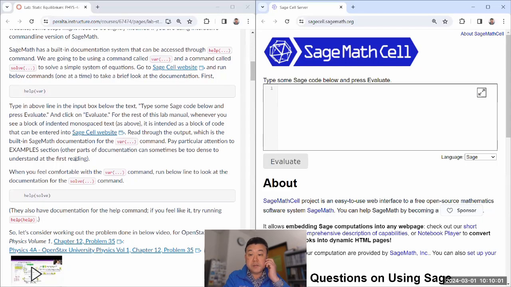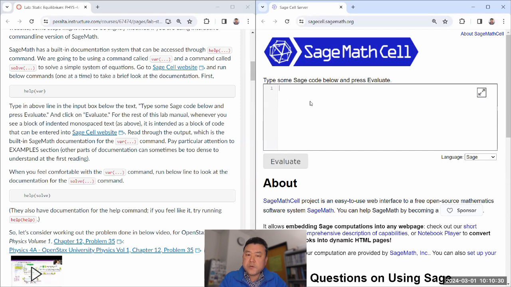SageMath has a built-in documentation system that can be accessed through the help command. We are going to be using a command called var for variables and a command called solve to solve a simple system of equations. Go to the SageCell website and run the below commands one at a time to take a brief look at the documentation first. So, with the help command.